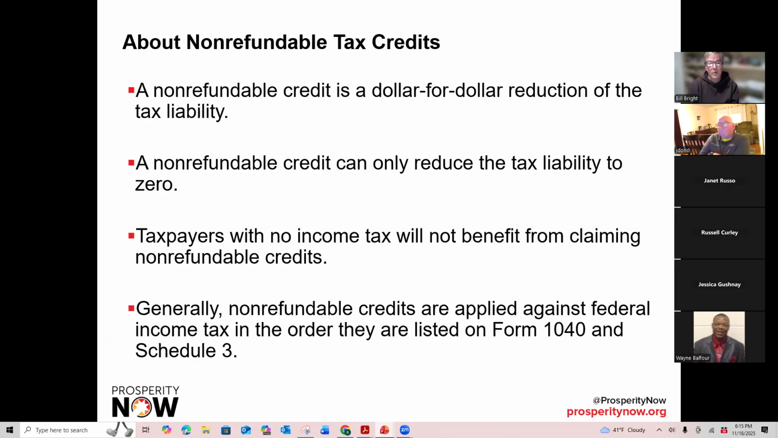Again, taxpayers with no income tax will not benefit from claiming the non-refundable credits. We see a lot of that. A lot of people just can't take advantage because their income's not high enough to generate enough tax for some of these non-refundable credits to erase anyway.